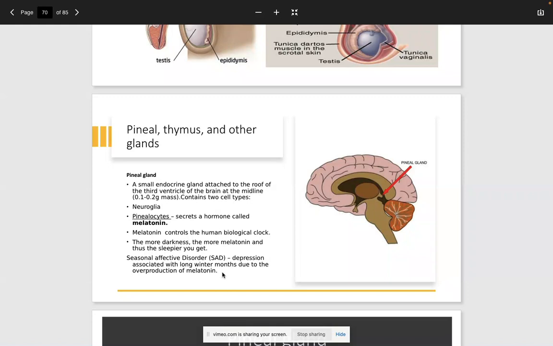There's been new research showing that having a certain type of light, artificial light, you can actually reduce the amount of melatonin that is produced, which has been shown to be a widely used, effective therapeutic tool that we can use.